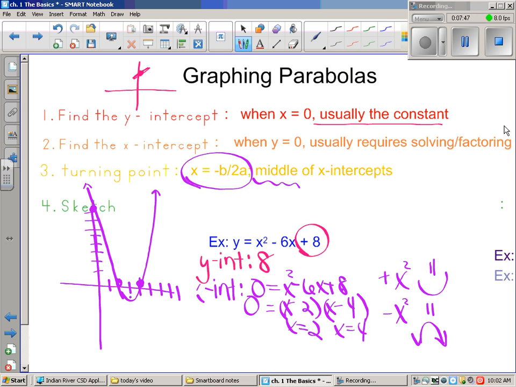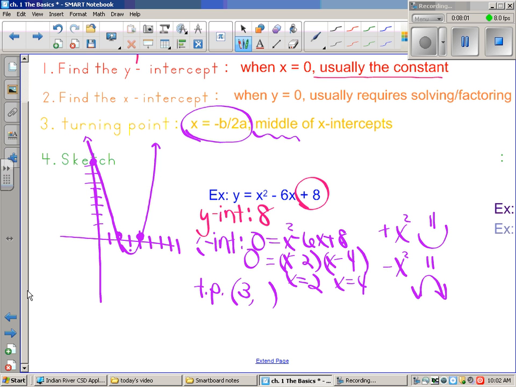So I know that my turning point is going to start with 3. It's halfway between 2 and 4. Easy. So how do I find that y part? Because a point means it has an x value and a y value. How do you find the y? By plugging it in. Great. So we're going to take our equation. Y equals. And in place of x, I'm going to put that x value that we just determined as being where the axis of symmetry is, where that turning point begins.